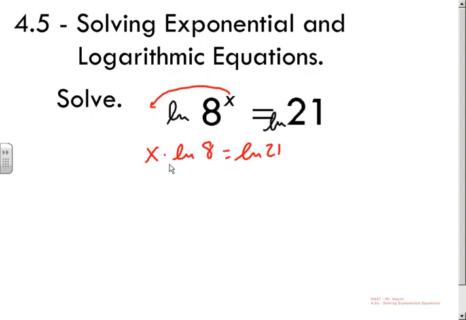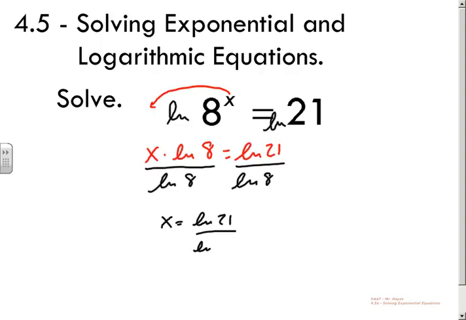And now remember, natural log is an operation on a number. So natural log of 8 is a number, much like the square root of 5 is a number. You can't just get rid of square roots indiscriminately. So we're going to divide through by natural log of 8. And then you've got x equals natural log of 21 over the natural log of 8.